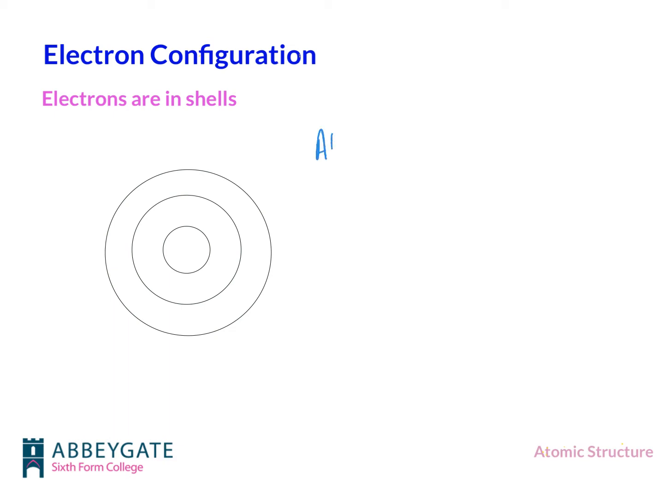Let's look at something a bit more complicated. If we look at aluminium, it's atomic number 13, so it's got 13 electrons. If we start putting them in, we'd write aluminium in the centre, and then we'd put 1, 2, 3, 4, 5, 6, 7, 8, 9, 10 electrons, and then 1, 2, 3. So we'd end up with 2, 8, 3.